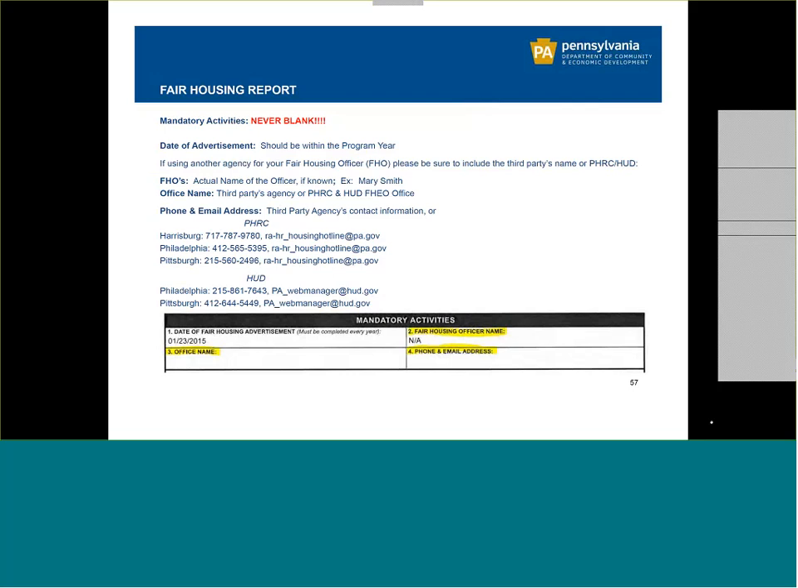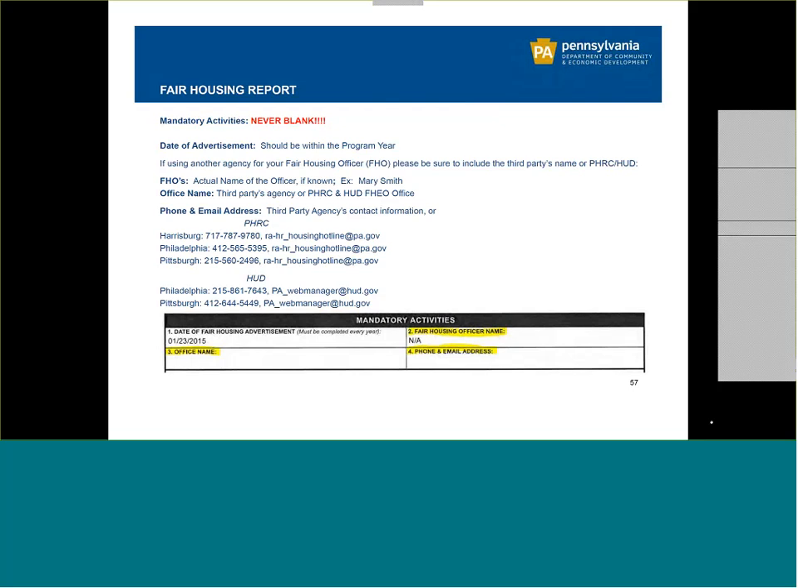Your date of advertisement should be within the program year. If you notice on the example there, it was January 23rd, 2015. This was the 2016 program. So that date is not acceptable. They should have done something in 2016.